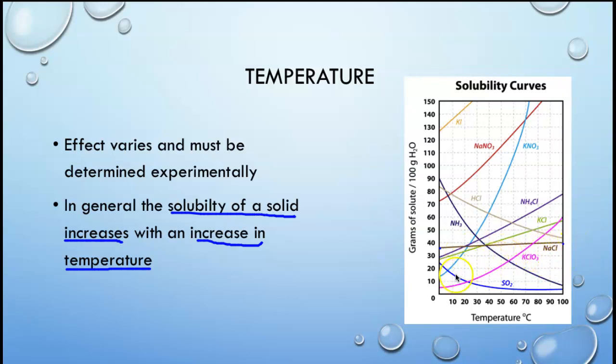If you look at something like potassium nitrate, at 0 degrees, it has a solubility of about 15. And then by the time you get up to just above 70, its solubility has gone up to 150. So it is greatly affected by increasing the temperature. So in general, for solids, as you increase the temperature, the solubility also increases.